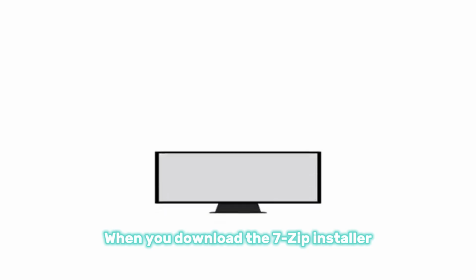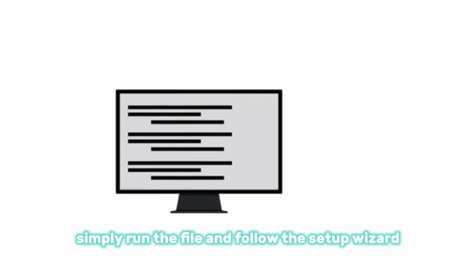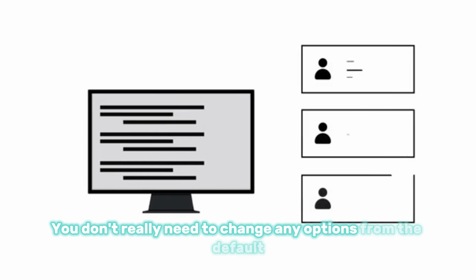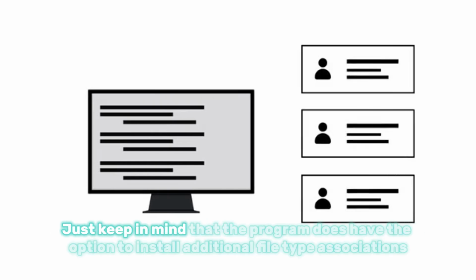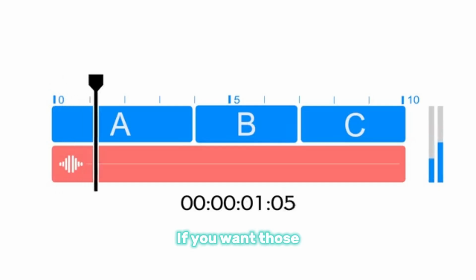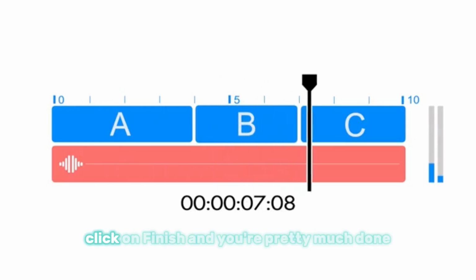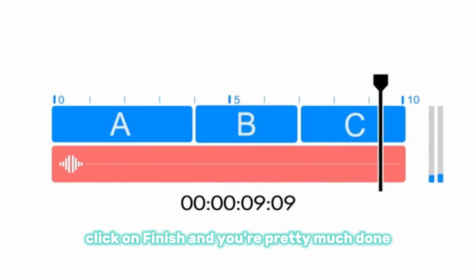When you download the 7-zip installer, simply run the file and follow the setup wizard. You don't really need to change any options from the default. Keep in mind that the program does have the option to install additional file type associations. If you want those, leave the checkbox checked. Otherwise, uncheck it. When the installation completes, click on Finish and you're pretty much done.